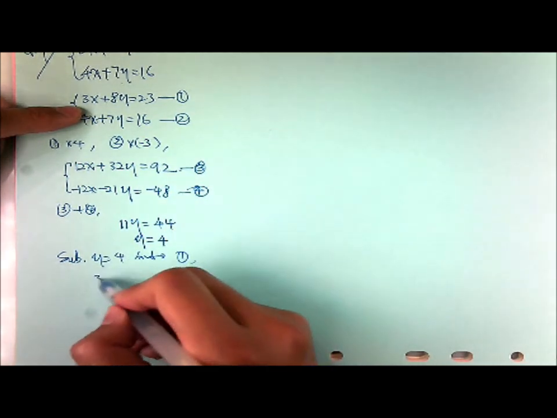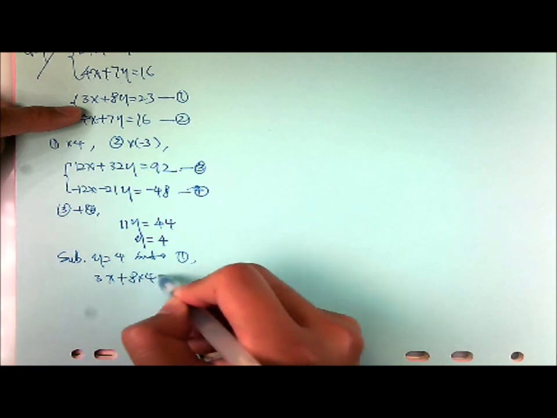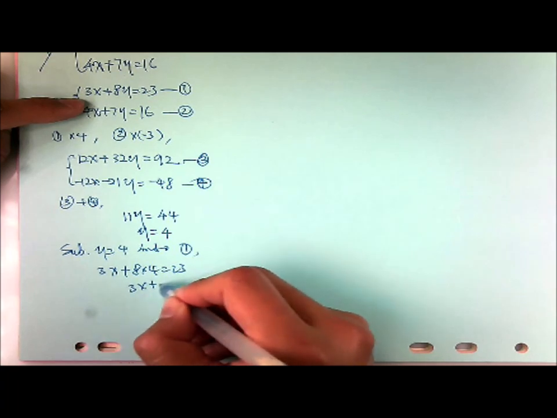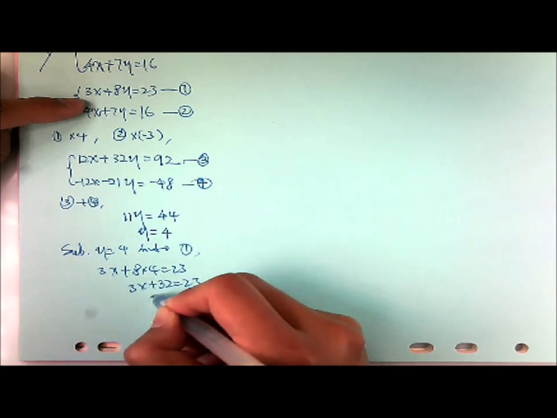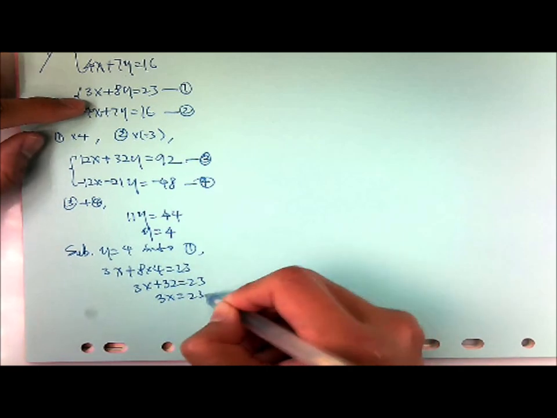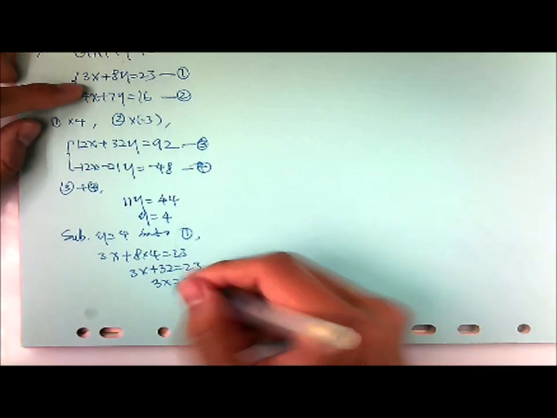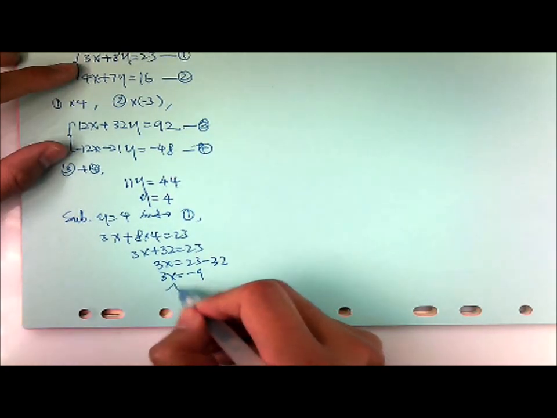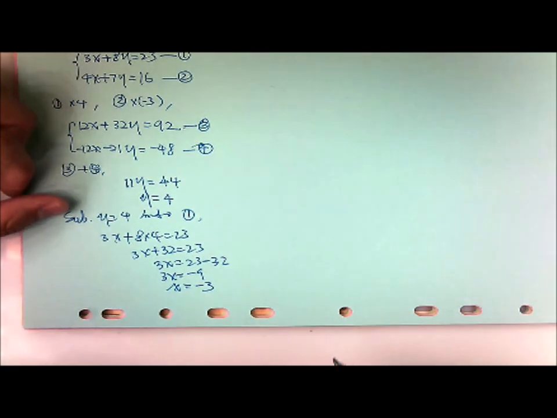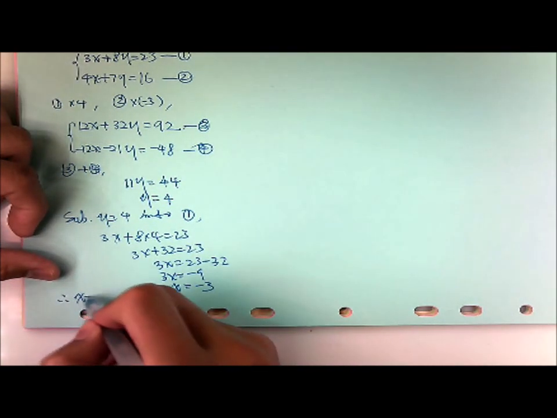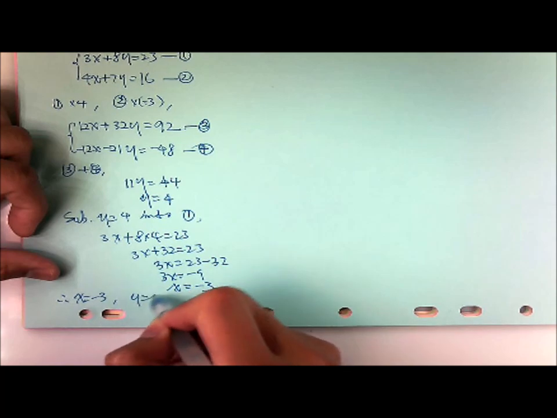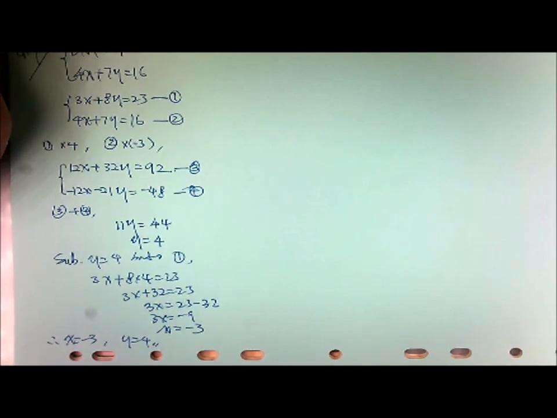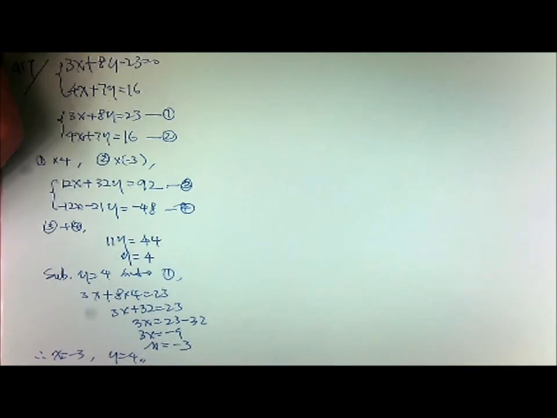You have 3x plus 8 times 4 equal to 23. So 3x plus 32 equal to 23. Move this 32 to the other side, you get minus. Understand? 3x equal to minus 9. Divided both sides by 3, you get x equal to minus 3. Understand? So x equal to minus 3, y equals 4. It's okay? Understand? So I'll do one last.